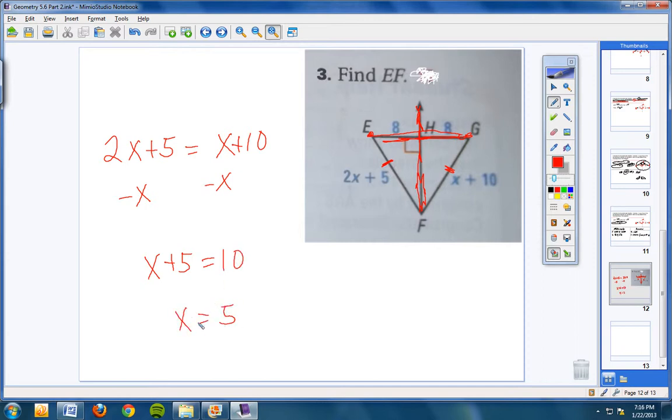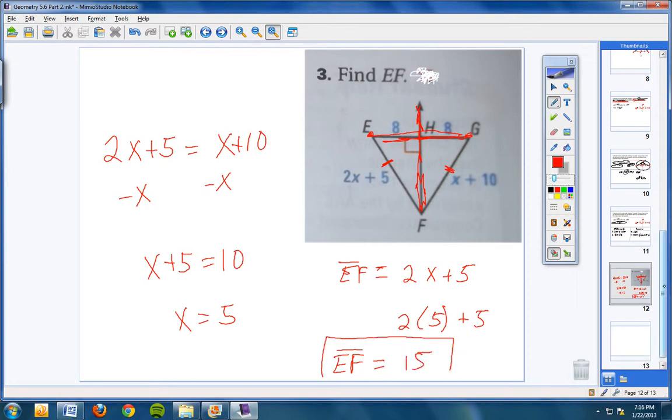Now, it's not your answer. I didn't ask you to find x. I asked you to find the length of EF. And we know that EF equals 2x plus 5. So where the x is, we are going to substitute a 5, and you will get 15 for the answer. So EF equals 15. That's the only problem we're going to do today.